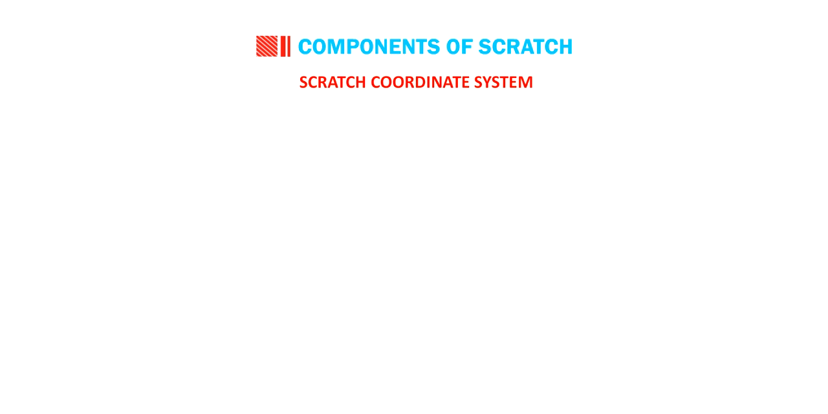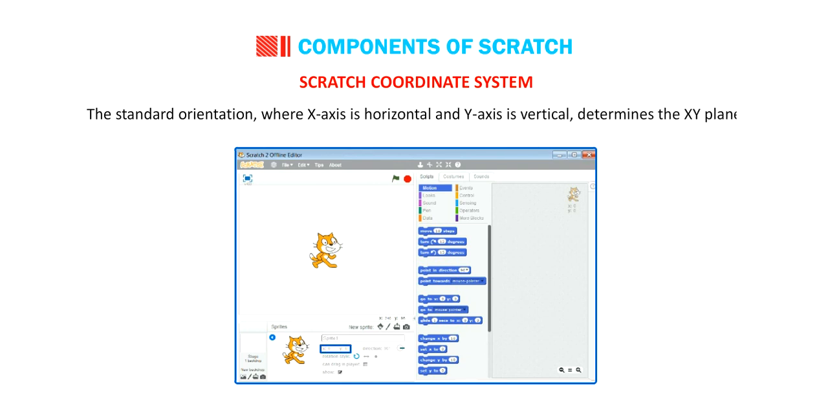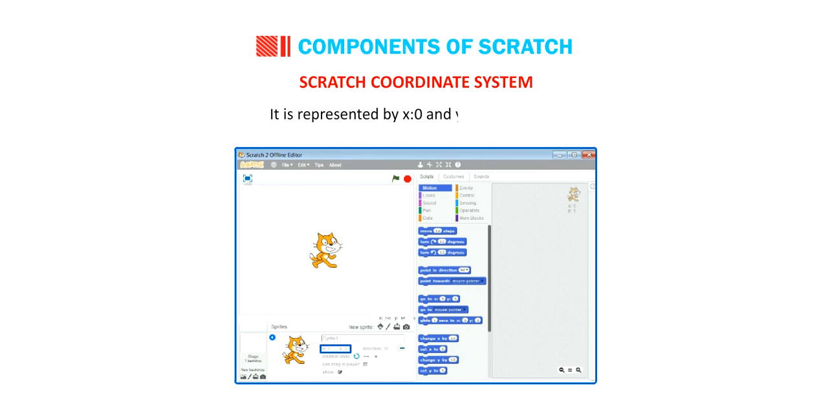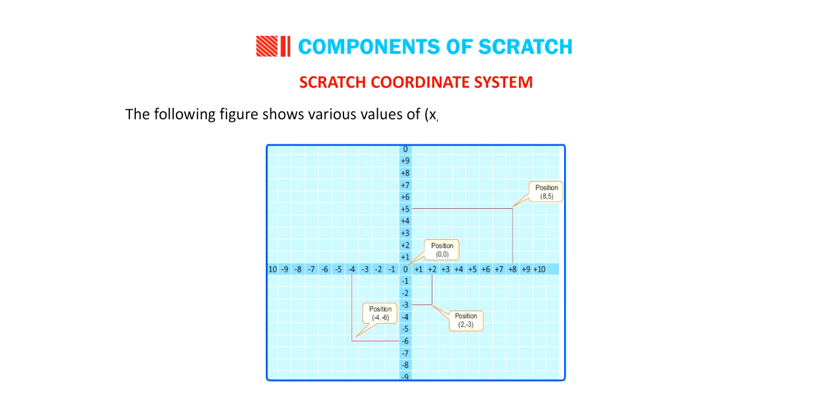Scratch coordinate system. The X and Y coordinates determine the position of the sprite on the stage. The horizontal line is labeled as x-axis and the vertical line is identified as y-axis. The standard orientation, where x-axis is horizontal and y-axis is vertical, determines the xy plane. The point at which the 2 axes meet is the center of the stage and is known as origin. It is represented by x:0 and y:0 coordinates. The following figure shows various values of x, y, respectively, plotted on the xy plane.